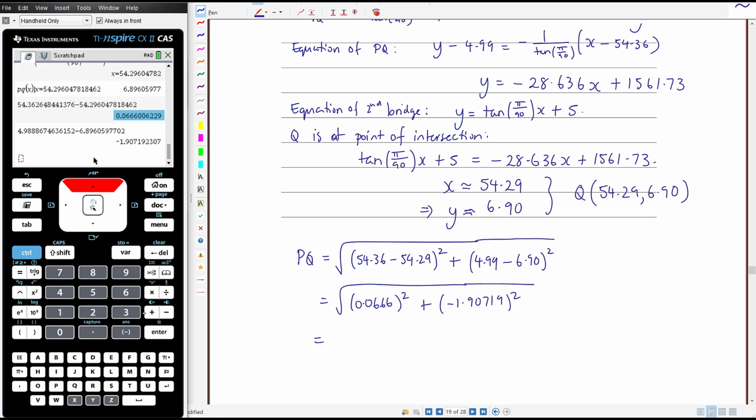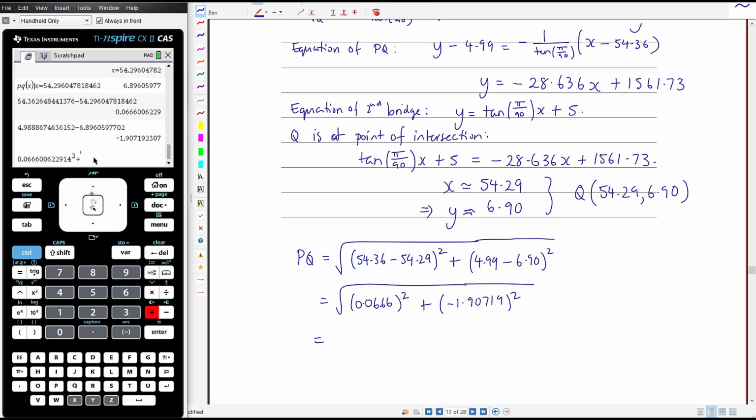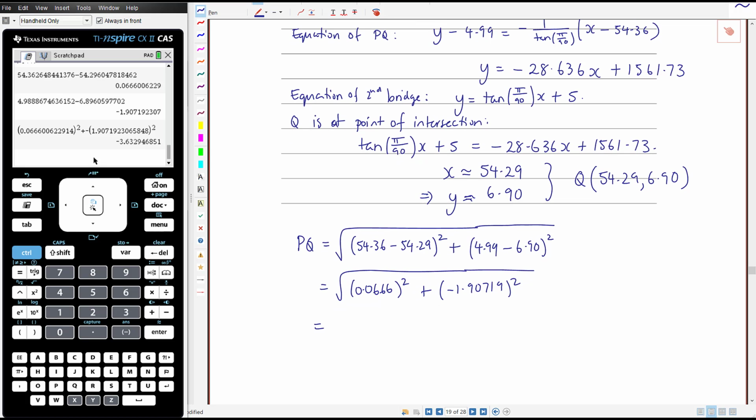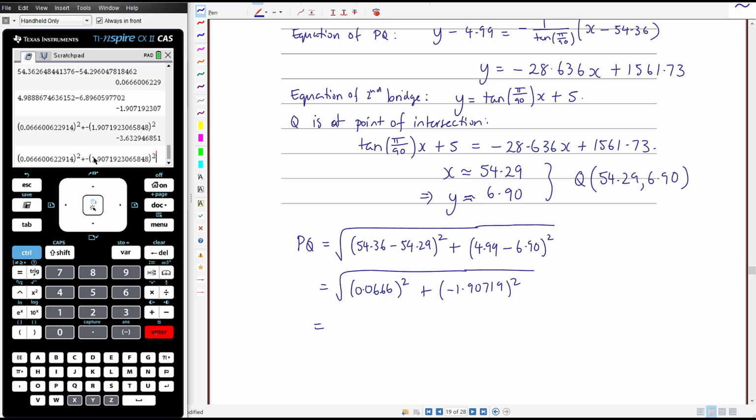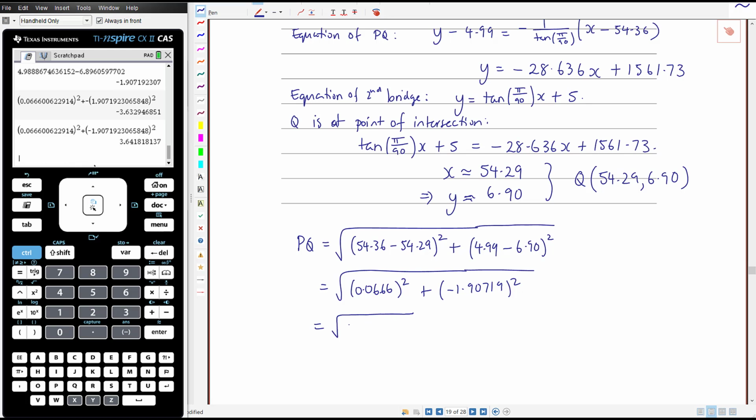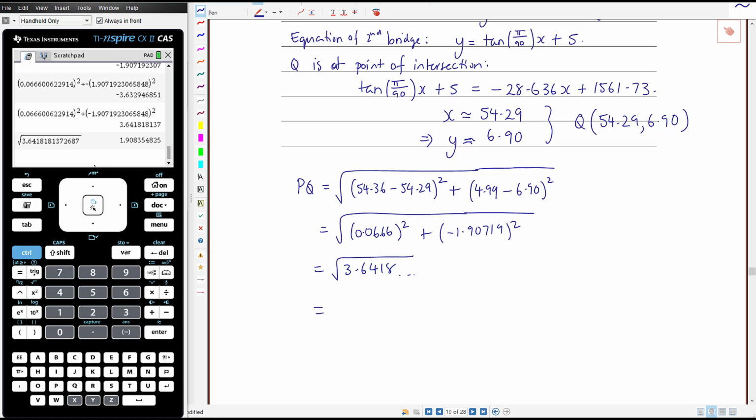Okay, so we want that squared plus that squared. Oh, sorry, shouldn't have been a negative there. It's the negative all squared, so that. So it's the square root of 3.64181, etc., which is the square root of that.